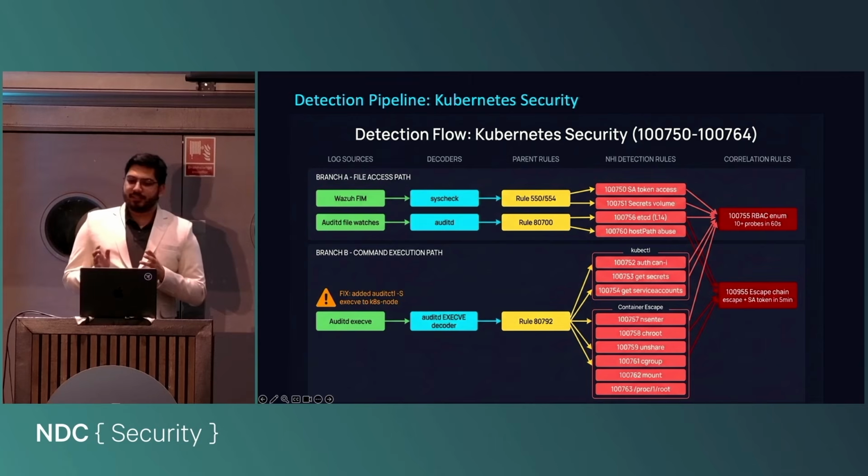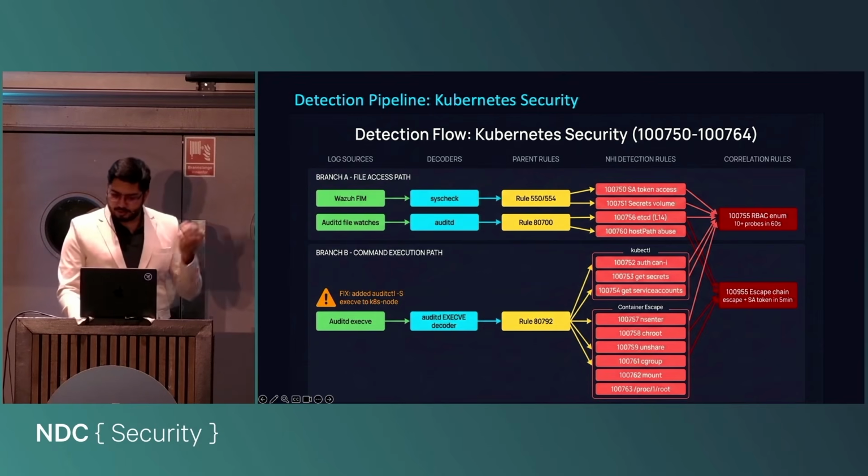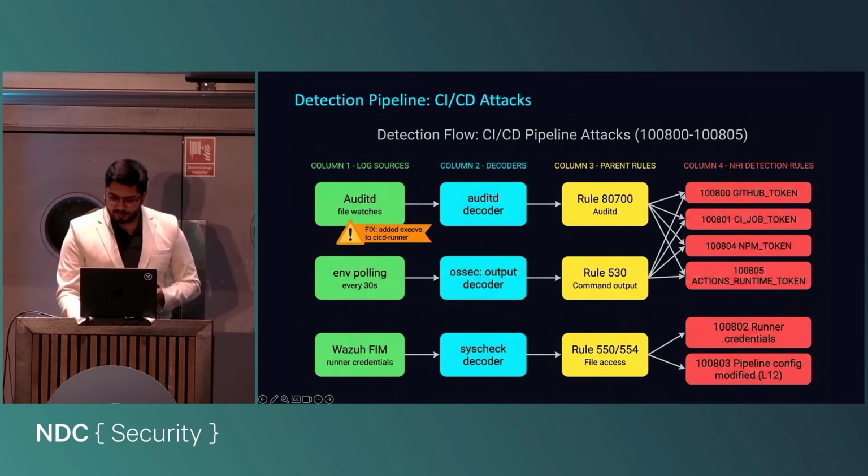For Kubernetes, we have two detection branches, file access and command executions. SA tokens and host path abuse on the file side. kubectl auth can-i, get secrets, container escape tools like nsenter, chroot, and unshare on the command side. I'll be sharing the slides on my GitHub later on. You can get the details from there as well.